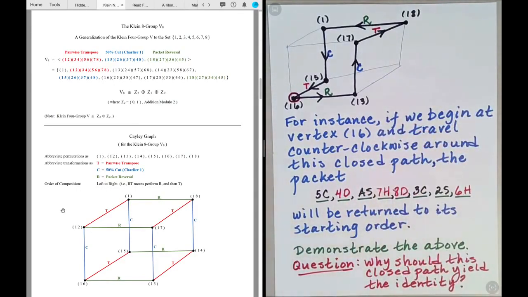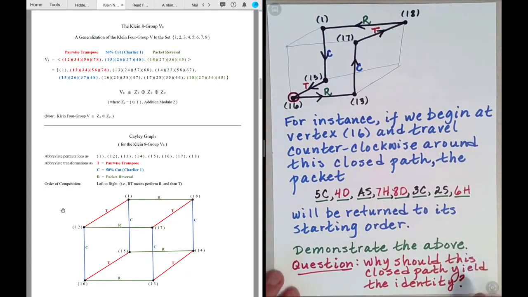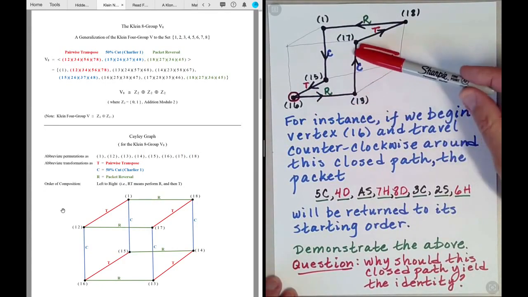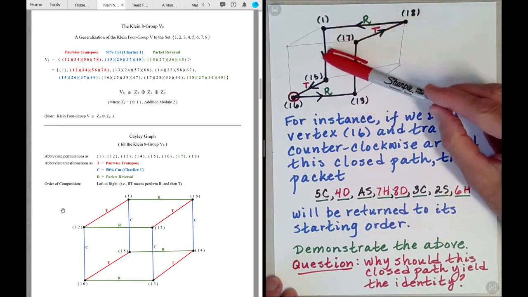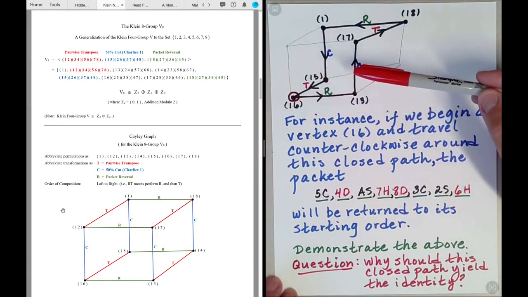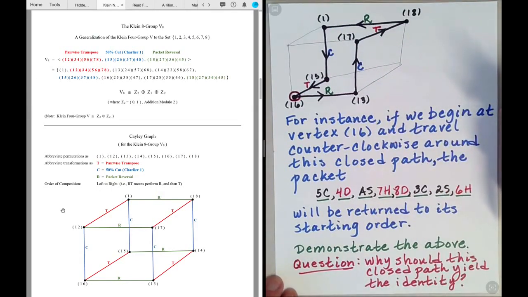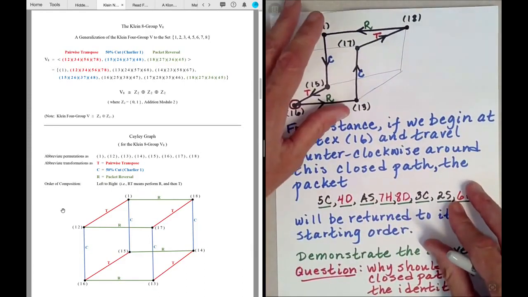So here's a question. Why should this closed path, this particular one right here, yield the identity? To think about it, why should it be the case that as we travel along here, all of those actions together are identical to the identity permutation? Why would that be the case?